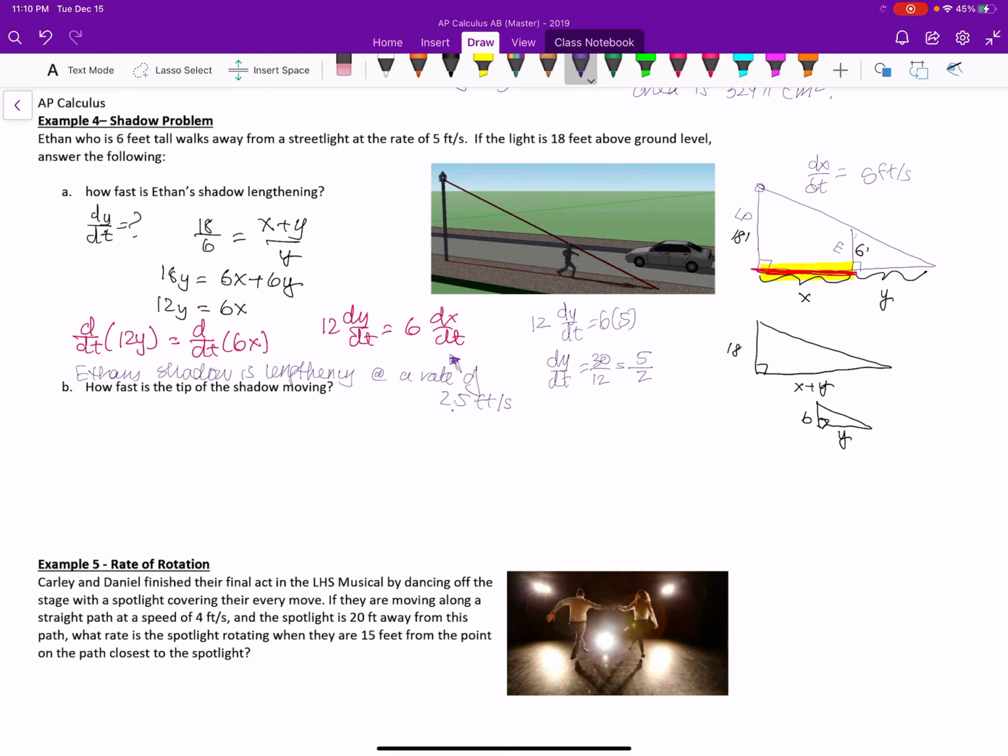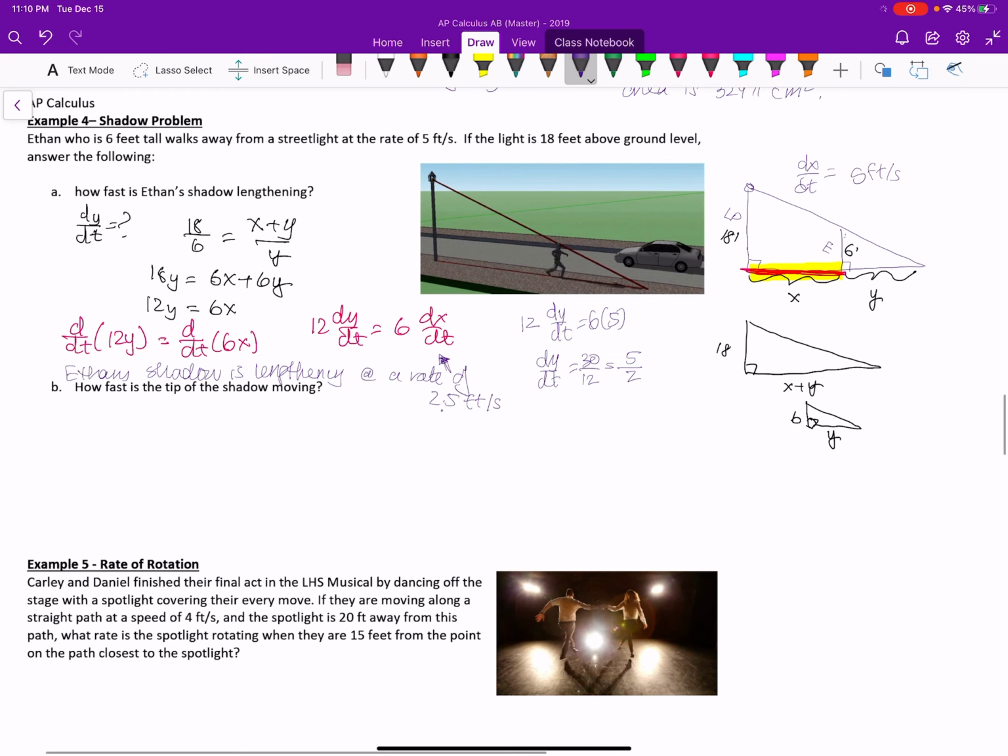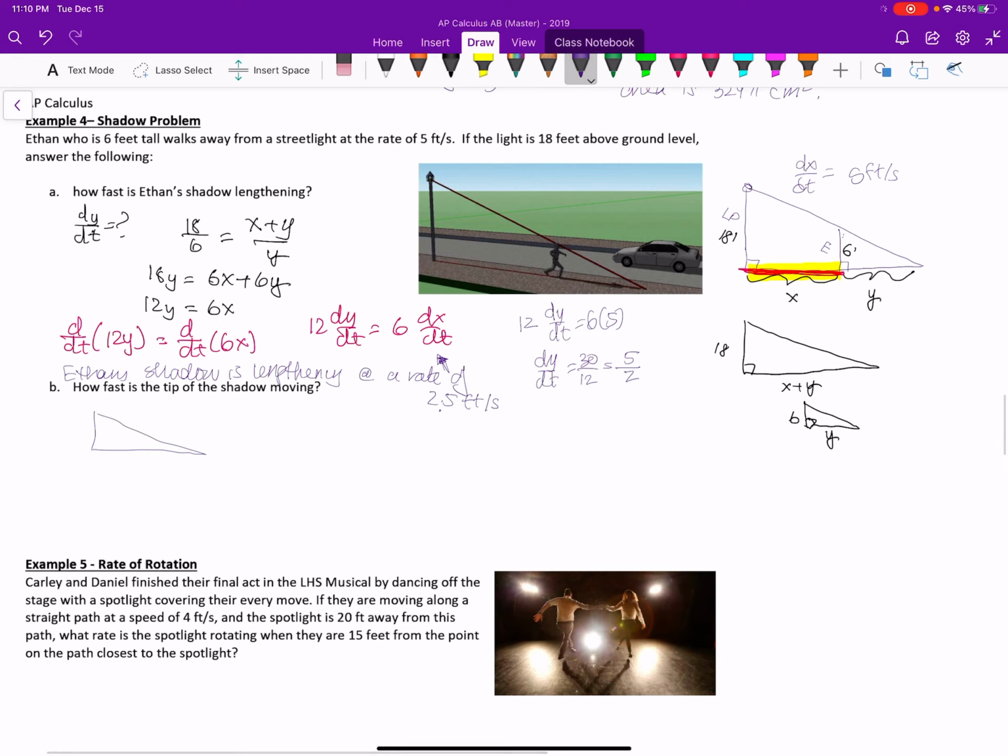Both the length of his shadow and him are both moving. So the point out here that I'm highlighting right there, that's the tip of his shadow as he's moving, right? You need to anchor that to something that is stationary. Now, Ethan is not stationary. He keeps moving. So I need to relate that back to the lamppost.